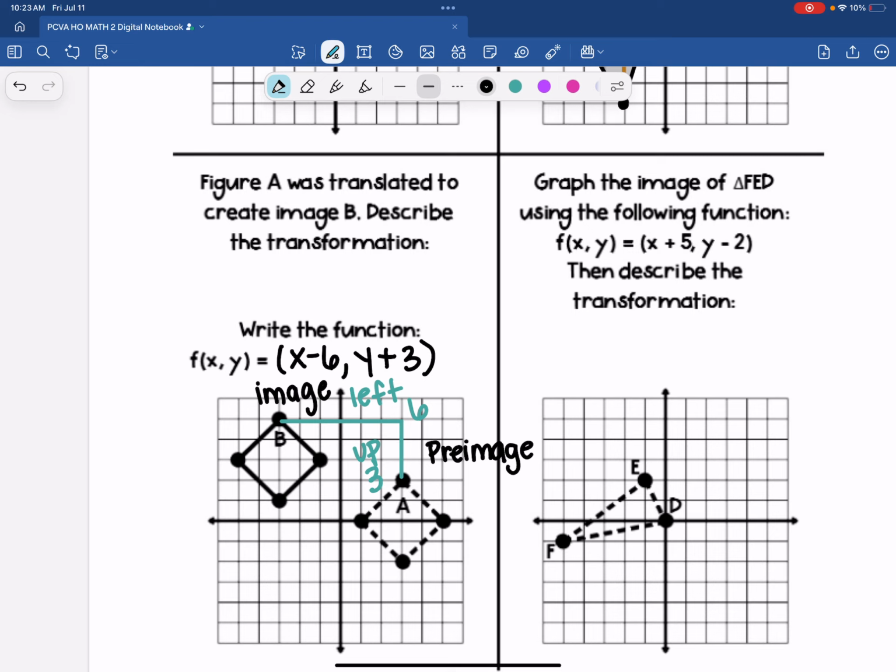Okay, so let's make sure I did that correctly. So from A, we're going 1, 2, 3. So, yeah, and then, so we translated here. We went to the left 6, and then we went up 3.